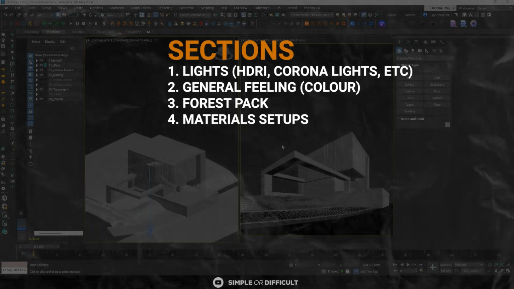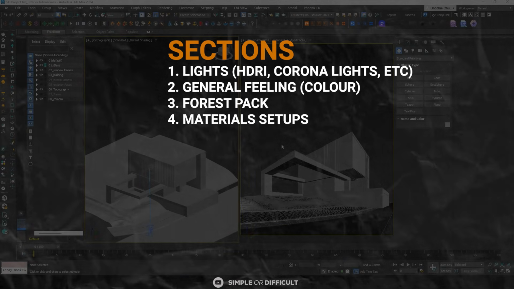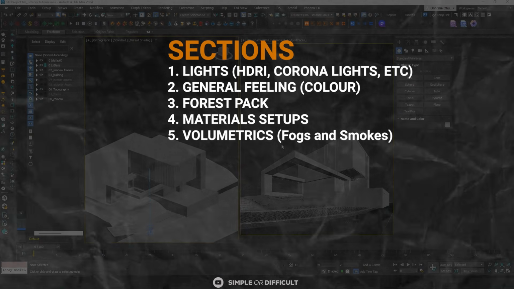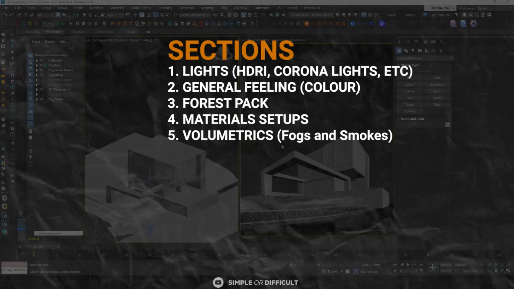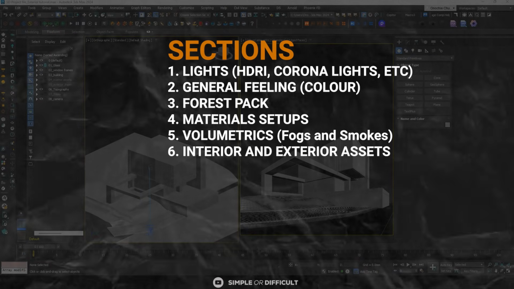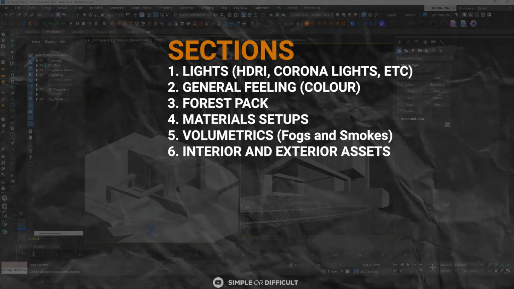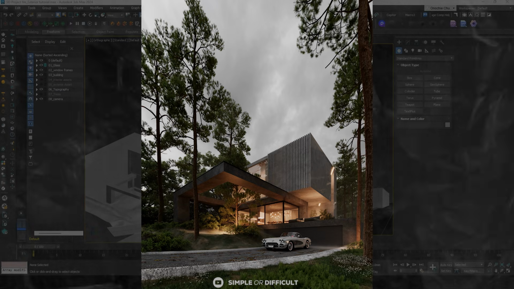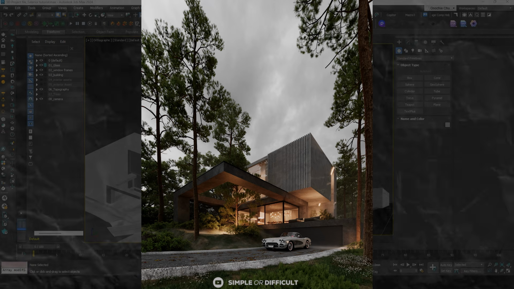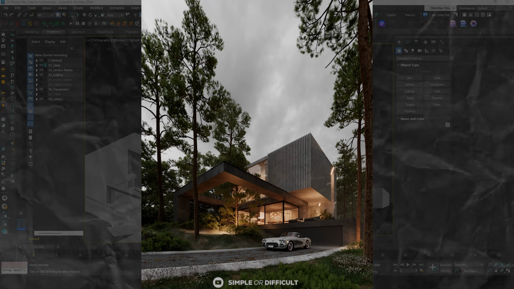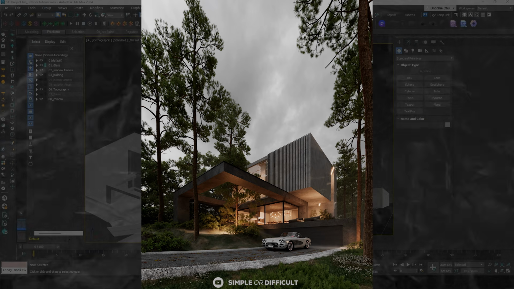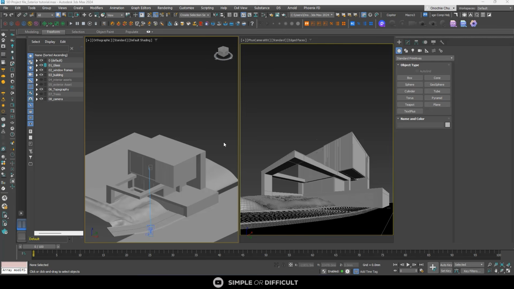Now, the fourth thing we're going to be looking at is material, the detailed textures. And then we're going to be working with volumetrics. In this video, we're going to be working with smoke and with fog. And then we're going to place assets inside the building and outside the building. As you can see, the finished render has a really nice car outside, and also has dining, kitchen, and pool chairs inside the building and also around the building. So let's just get right into it.